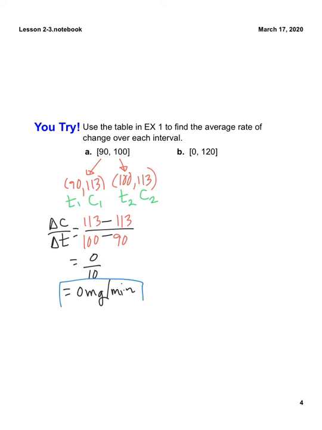All right, so there was no change for this person in this particular 10-minute interval. No change in the concentration, so it remained the same as the previous interval.